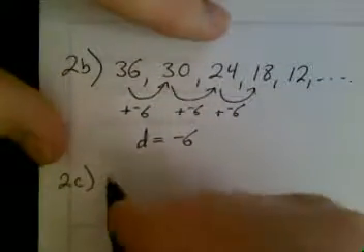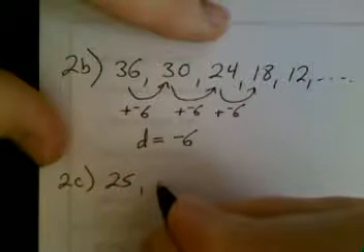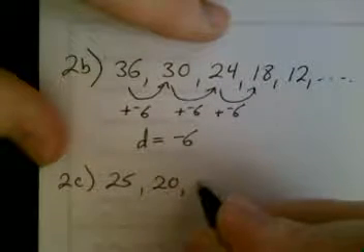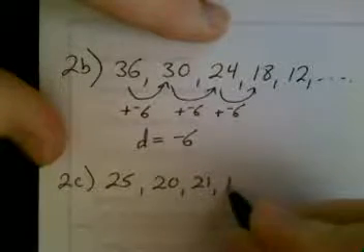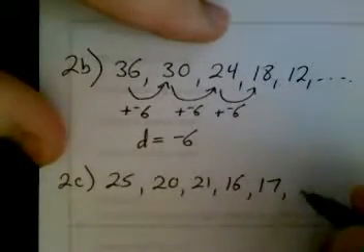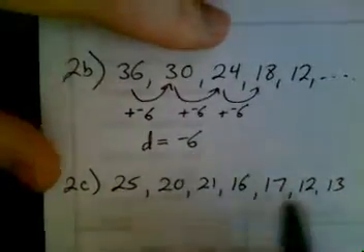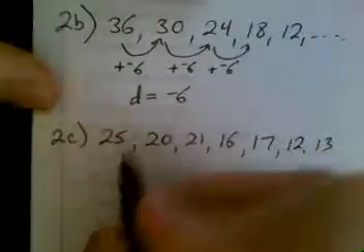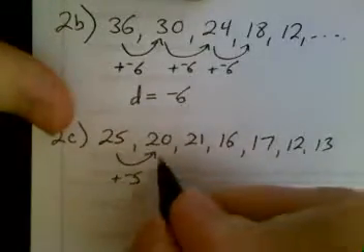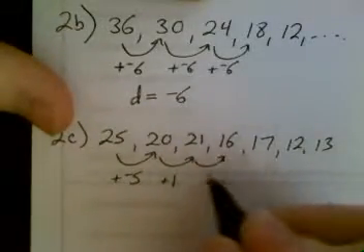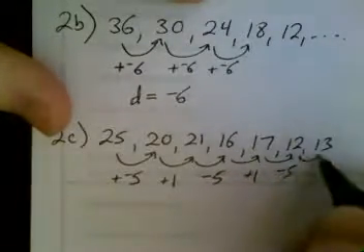If I did something like this, let's do 25 goes to 20, goes to 21, and then 16, and then 17, and then 12, and then 13. Now you might recognize the pattern as I was creating it. It's obvious that from here to here I subtracted 5, or in other words, I added a negative 5. From here to here I added 1. Then a negative 5 again, then a positive 1, then a negative 5, then a positive 1.